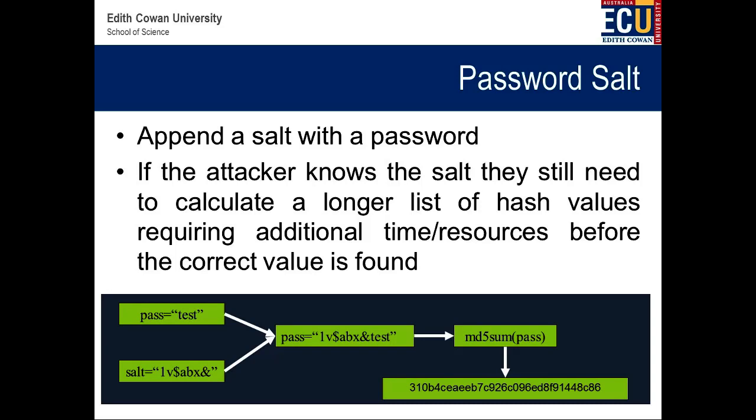So we append a salt with a password. In this example, the password is test, and this is the salt value generated by the system. This is a pseudo-random unique fixed length value, and we concatenate these two values, and then we implement MD5 or any other hashing algorithm or hash function, and we generate a value. And in our system password file, we will save this hash value and the plain text value of this salt. So we will save these characters in plain text, and we will save this hash value in our password file.